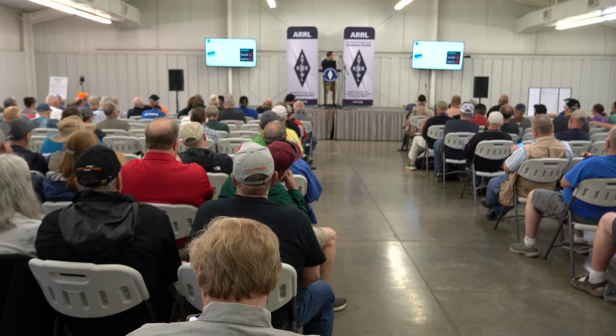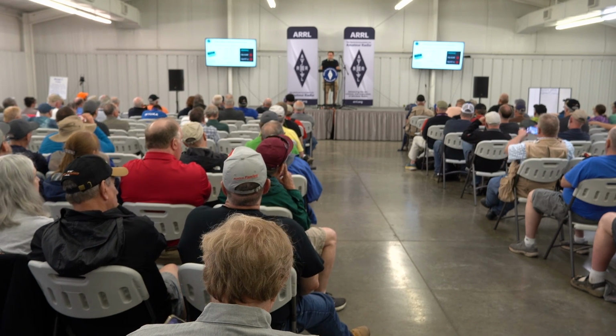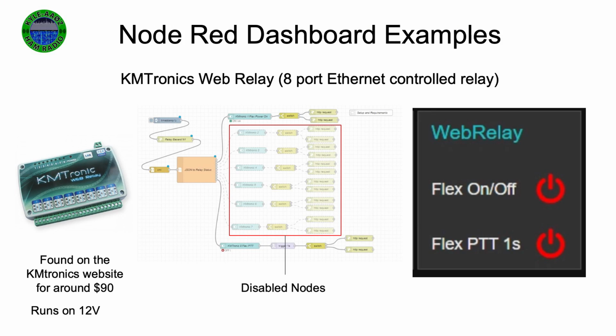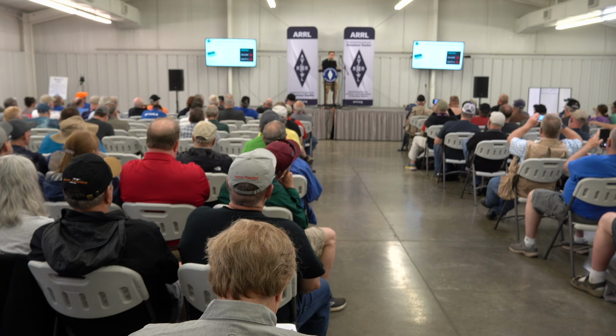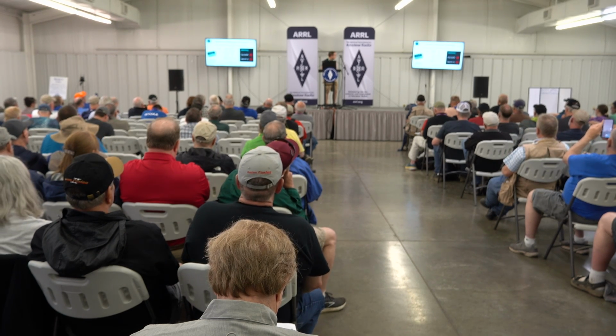The second thing that I would get is this KM-Tronics relay. It's Ethernet based. There's flows that are already out on the web that you can load. All you have to do is change the IP address and you're up and running. So if you need a relay for Node-RED, this is something that I would probably get as your second device. It's about $90.